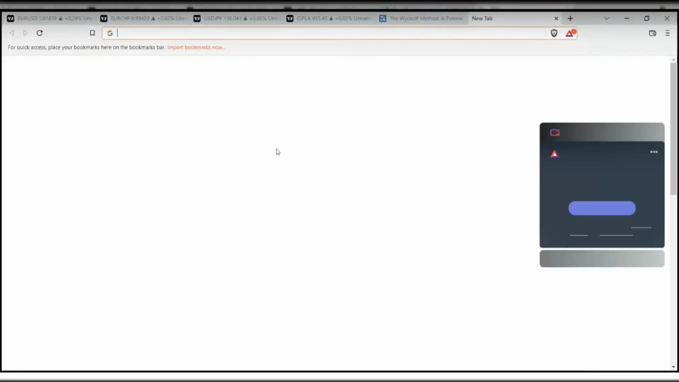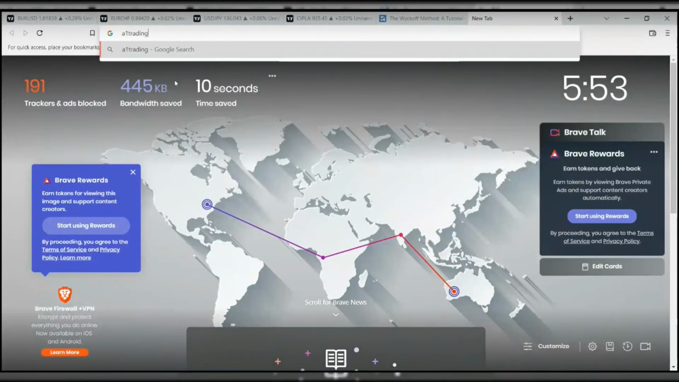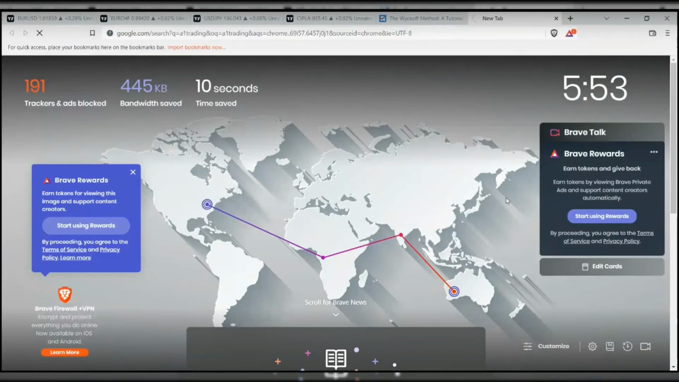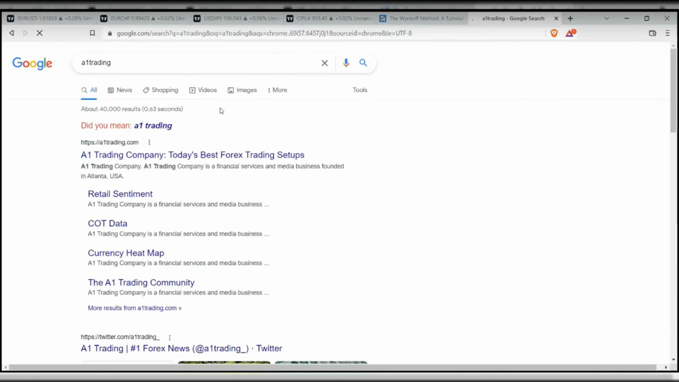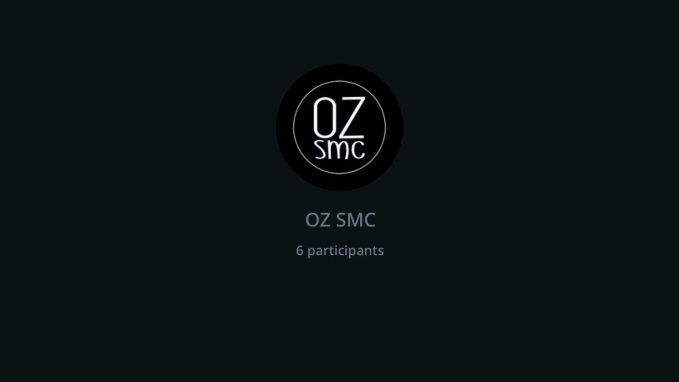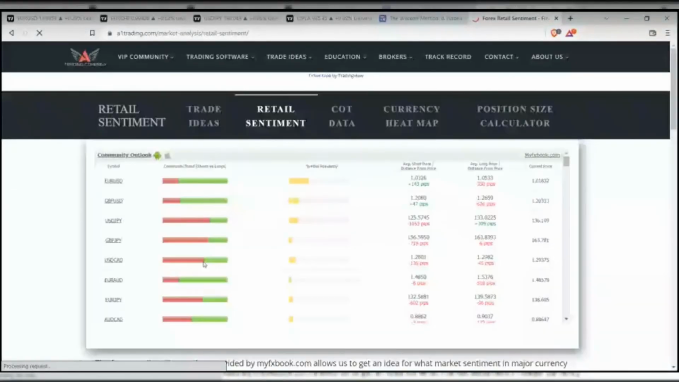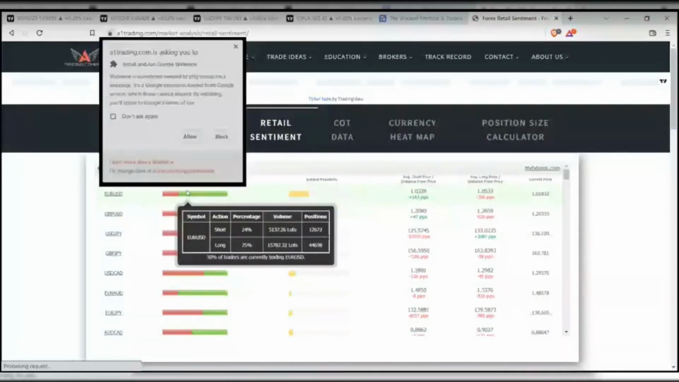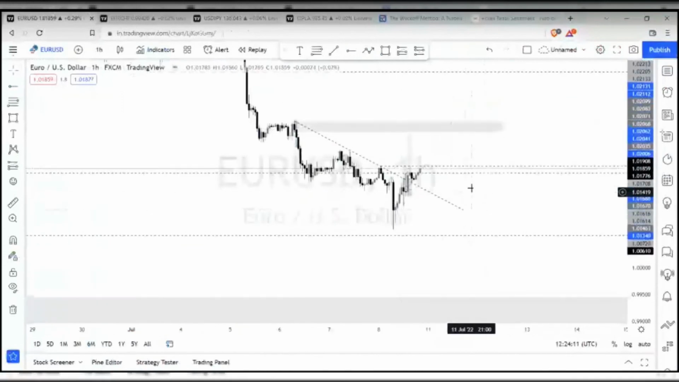So let's go to A1 Trading. You can use any other, I just happen to use this retail sentiment. EURUSD. How many people are on buy right now? 75% are long on EURUSD. EURUSD right now, 75%. All of EURUSD, 75% of people are long right now.